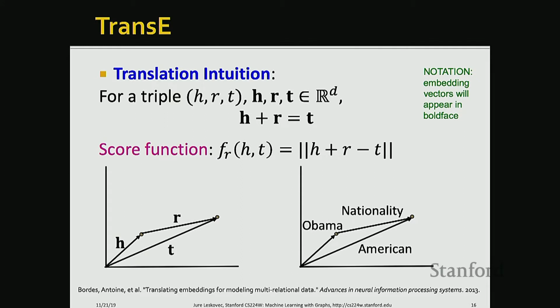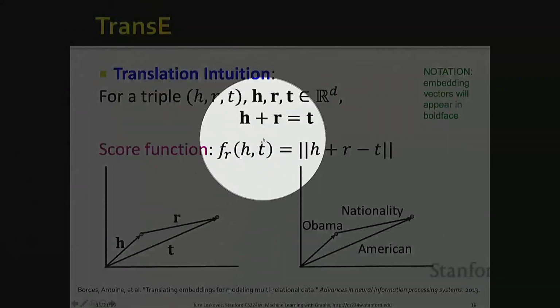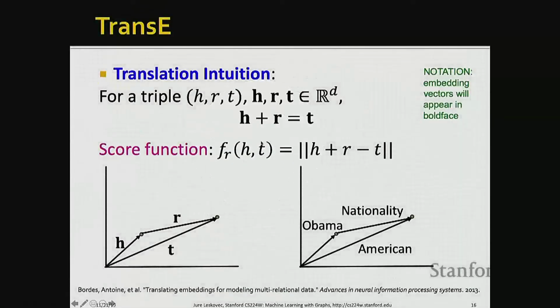Just one catch: throughout the whole lecture, we're going to be using this notation. Basically, whenever we're working with an embedding vector, it's going to be in boldface. So when it's just italic, it means that we're talking about the actual entity. And when it's bold, we're talking about the vector that we embedded in our embedding space.